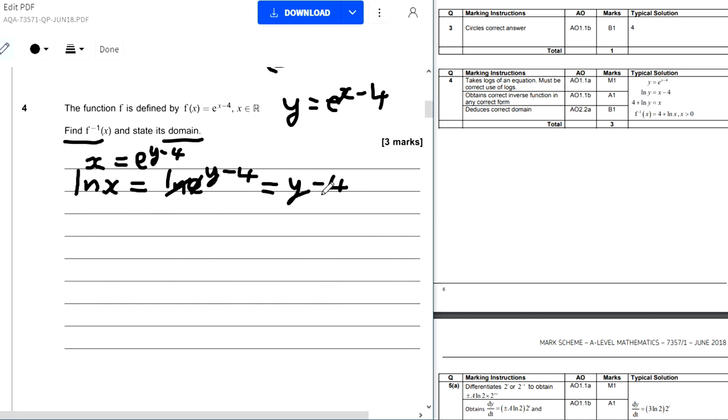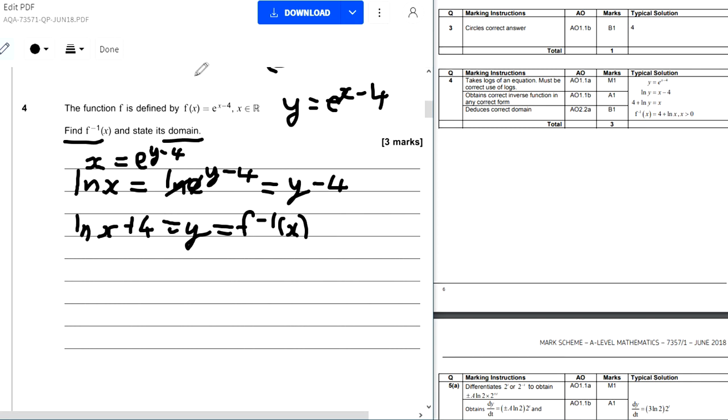Next, it's just simply put in plus 4. So ln x plus 4 equals y. Now, it's not asking us to find y, it's asking us to find f to the minus 1 of x, which is simply, you write f to the minus 1 of x, just for completeness.